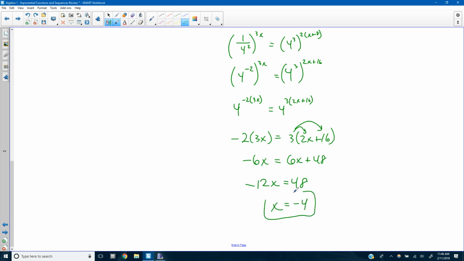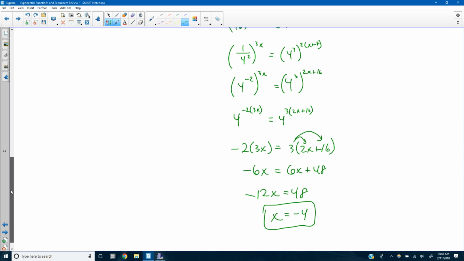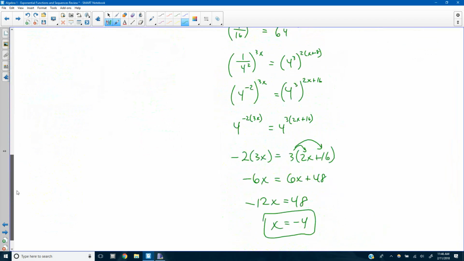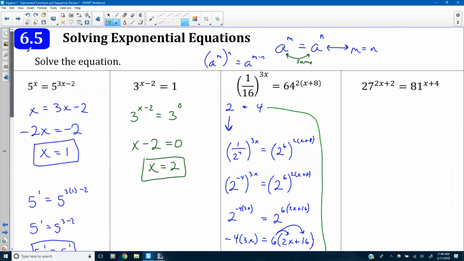So no matter what you do, it kind of looks like the same amount of steps, but the numbers got a little smaller here and worked with me a little more. Regardless, we get x equals negative 4 when we solve for that. So we've got to get the bases to match. Seems like that problem's a little harder than this next one here.